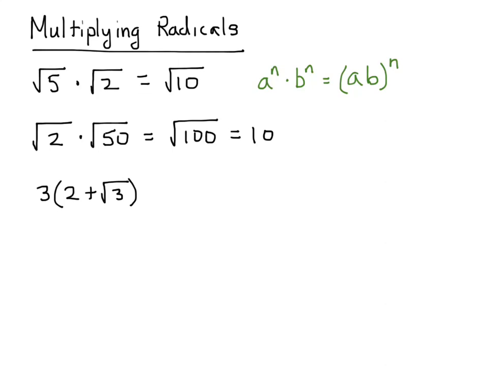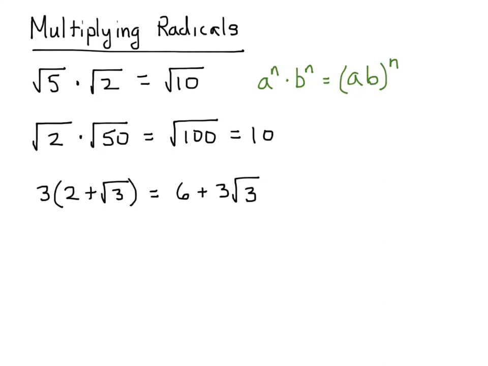Okay, so all the rules of algebra apply to radicals as well, and so when we have something like this, the distributive property of multiplication over addition works, and so we just do it term-wise. We say 3 times 2 is 6, and then 3 times the square root of 3 is just 3 times the square root of 3. So it works like you would expect.